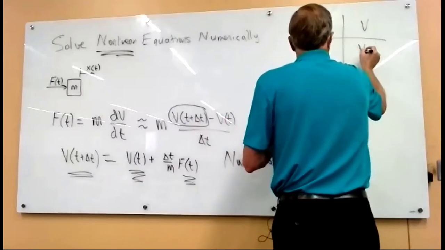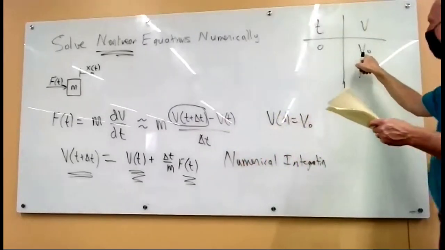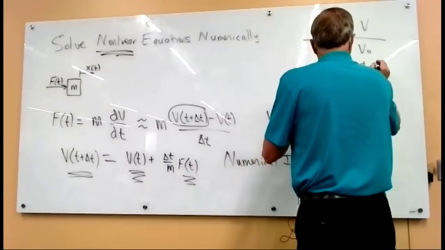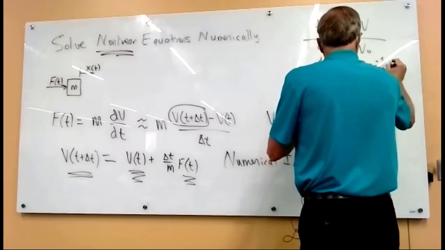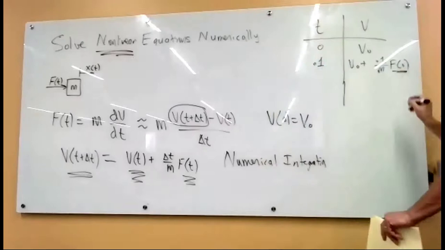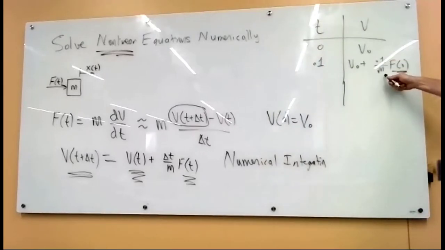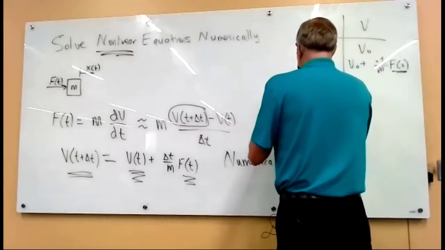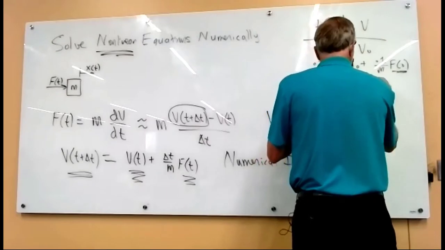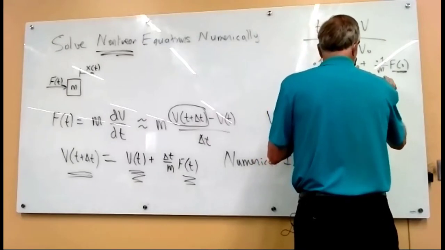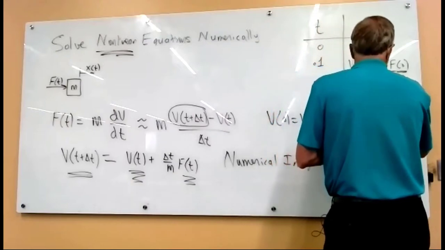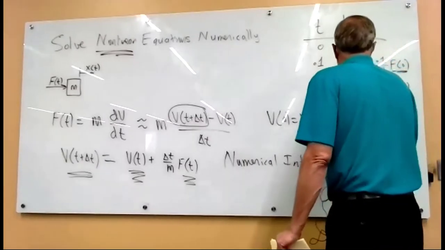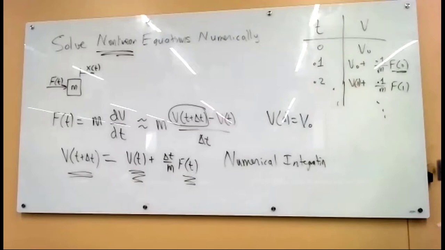So we start out at time 0 at our velocity v0. And then we go ahead 0.1 second. We're going to do this at a small time step. We apply our force, time step divided by mass, add it to the velocity, and that gives us our new velocity. And you keep doing that at every time step, marching forward. Sorry, this should be a b at 1. And that's numerical integration.